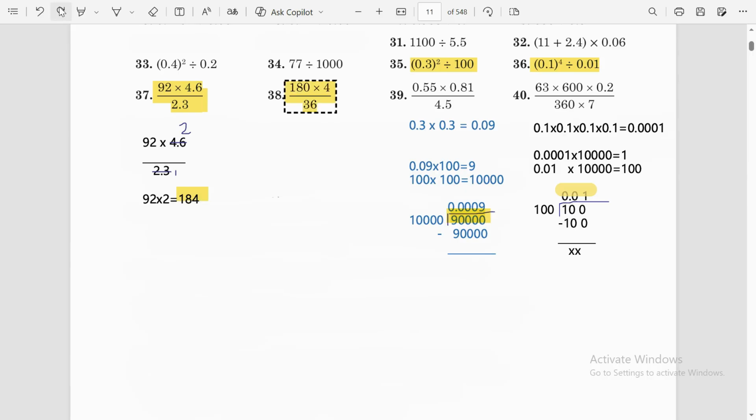Next question, 180 multiplied by 4 divided by 36. Simplify first of all. 4 ones are 4, 4 nines are 36. 180 divided by 9 is equal to 20.